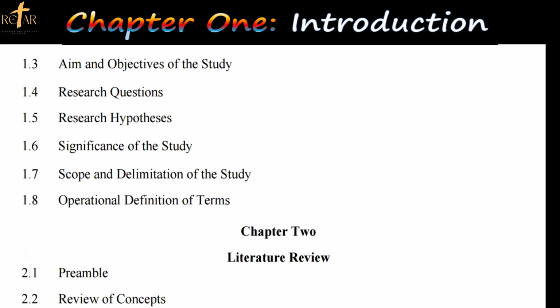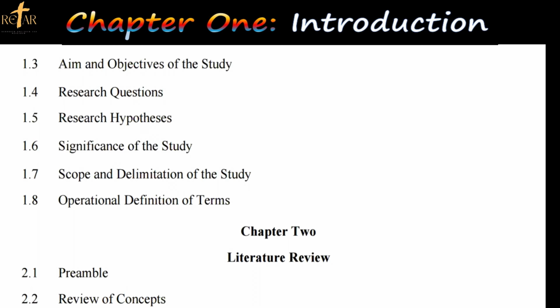Aim and objective. Many times students make the mistake of repeating their title as the aim. This is not correct. I'm using the UNILAG format, because Ife and Ibadan have their own style. They call it the broad objective. Ibadan has it as the purpose of the study. But UNILAG uses aim and objective, and I will explain the difference between the two.